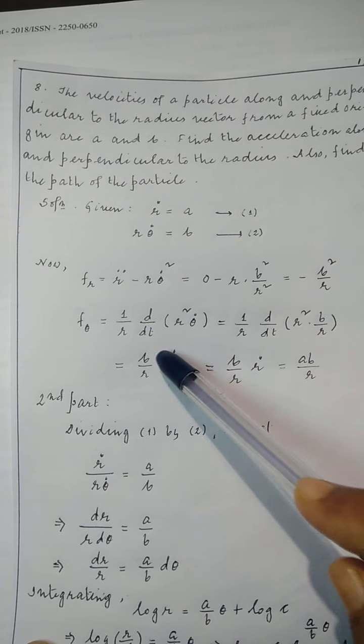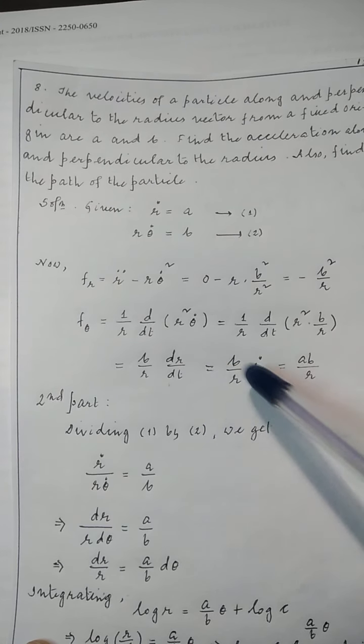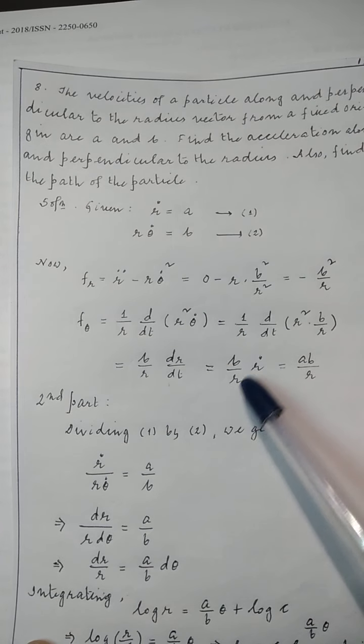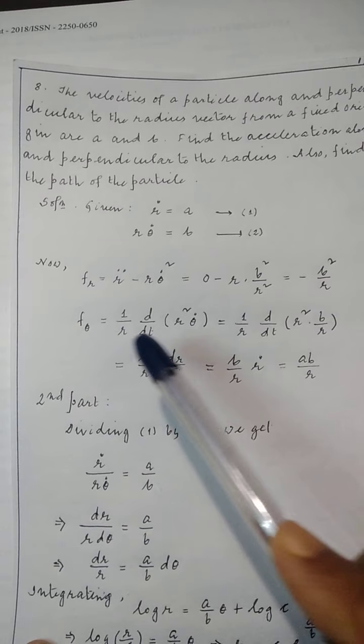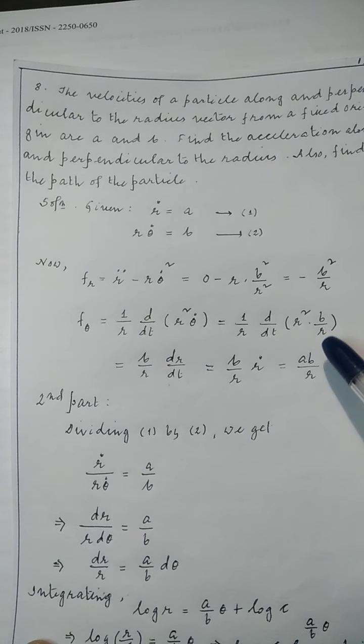If you take b outside, what you will get? It is b by r, then dr by dt. So dr by dt is equal to r dot. And what is the expression for r dot from equation 1? It is A. So from this, the transverse component of acceleration is f of theta equal to AB by r.